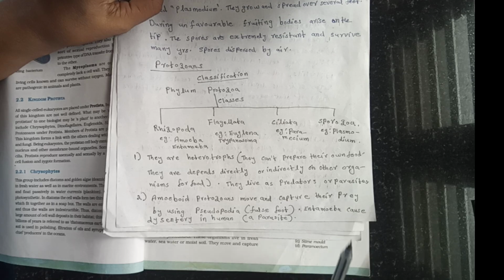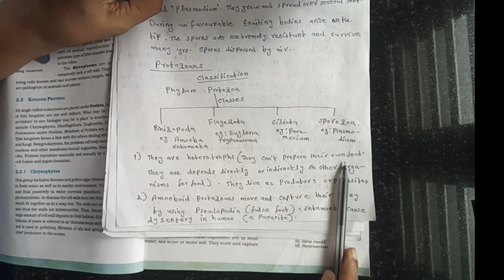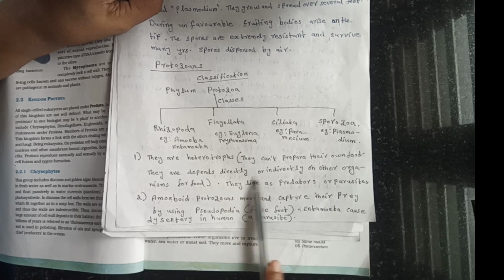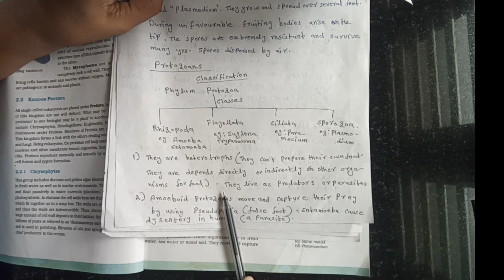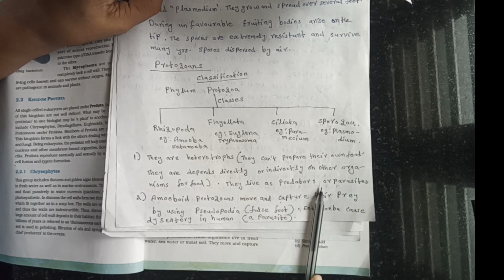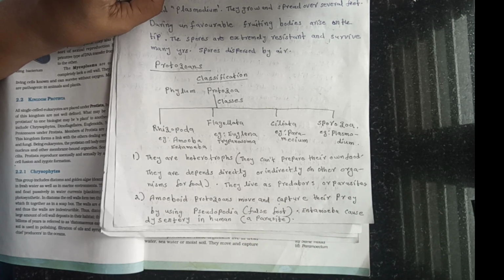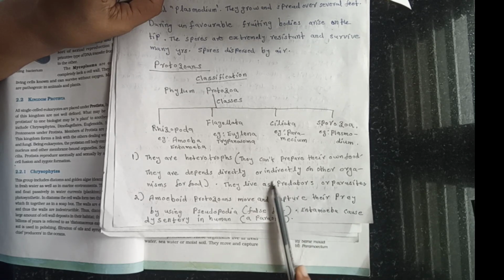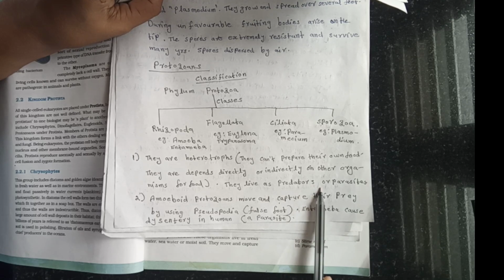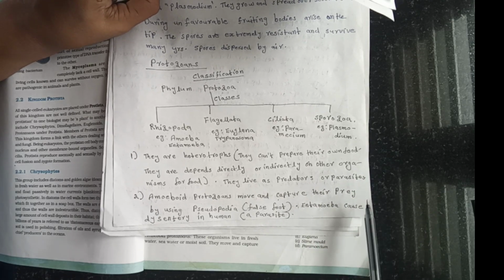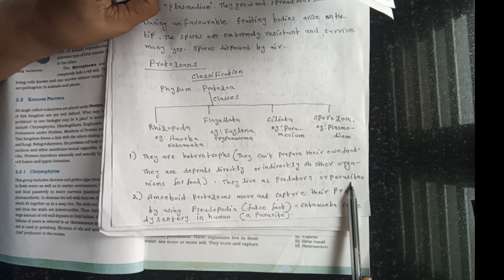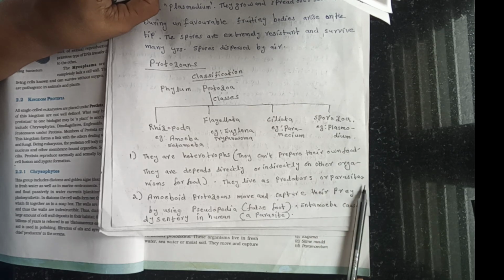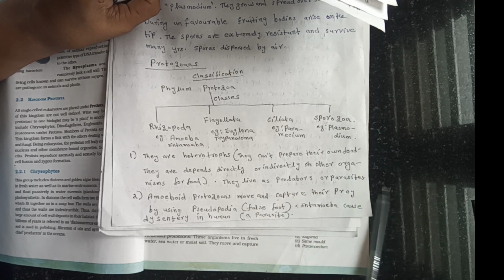Protozoans live as predators or parasites. Predators catch their prey and utilize it for nutrition. Some of them are parasites. They utilize the nutrition of the host and are harmful to the host. Such organisms are included in parasites.